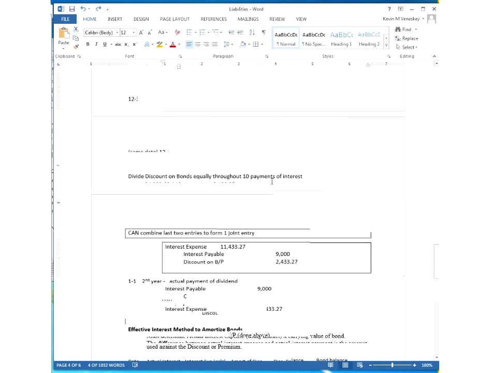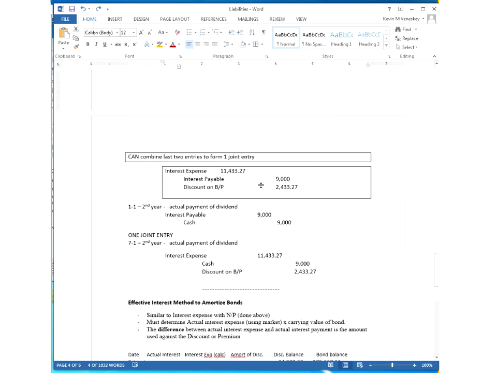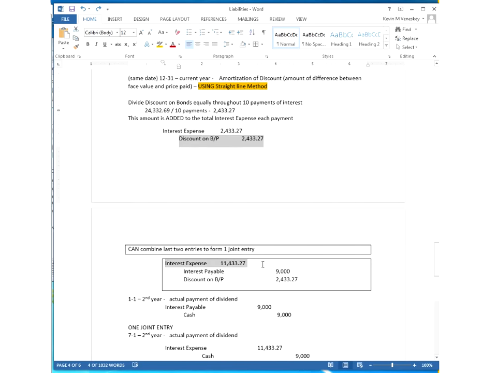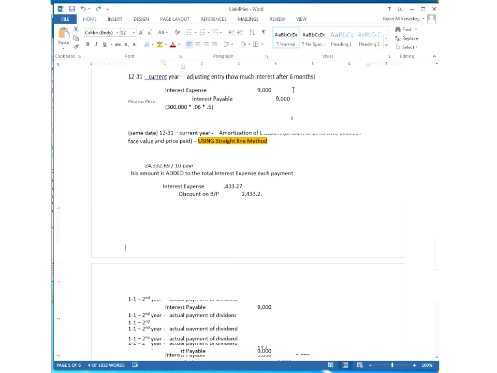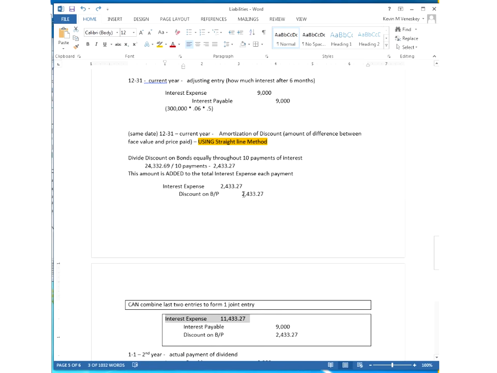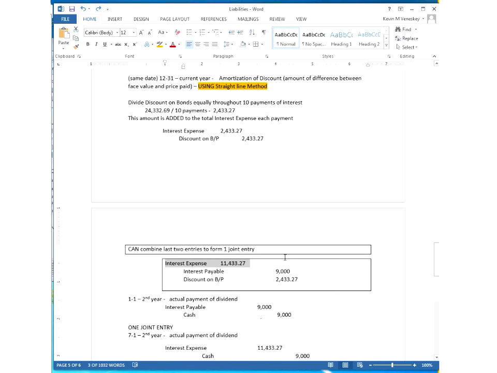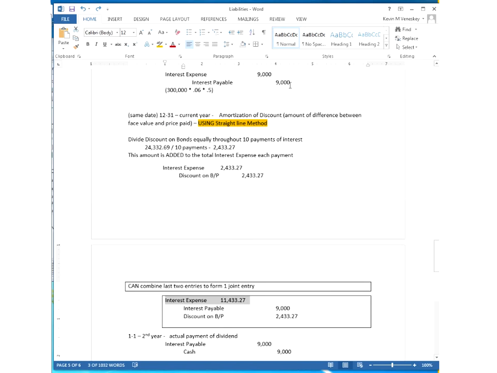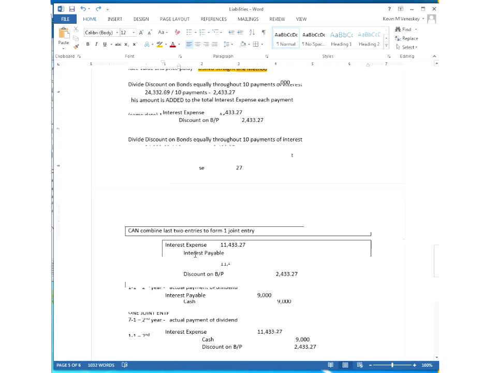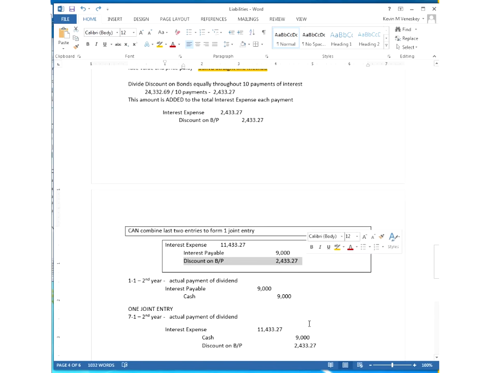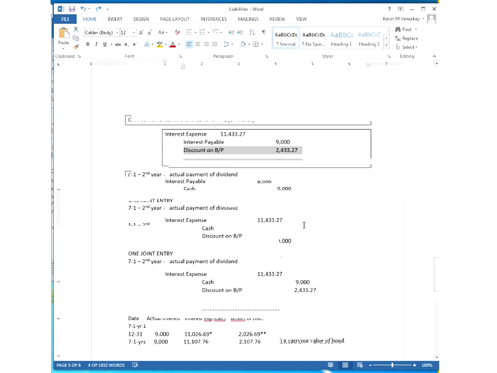So here's what the 2 entries look like separate. But again, you're going to want to get in the habit of combining them. So I have one interest expense, the $9,000 plus the $24,000. And then I just have the two credits, just as they are, interest payable and a discount on bond payable. I'm getting rid of my discount here by $2,400.